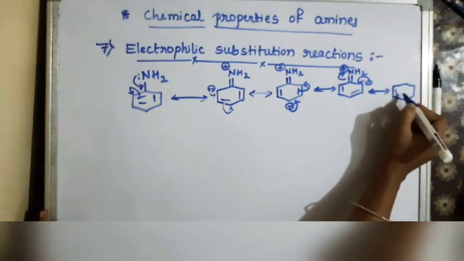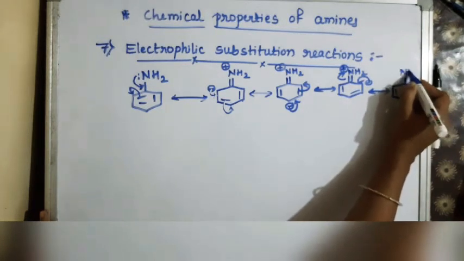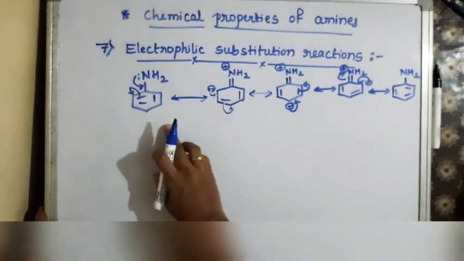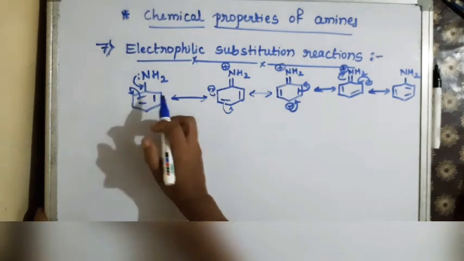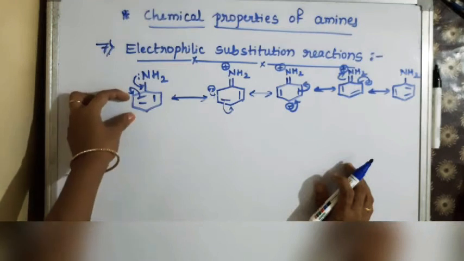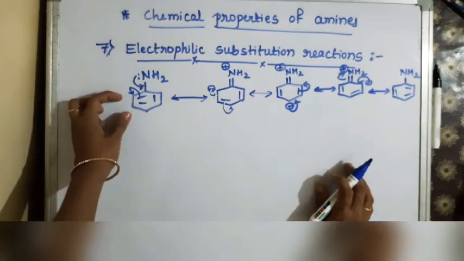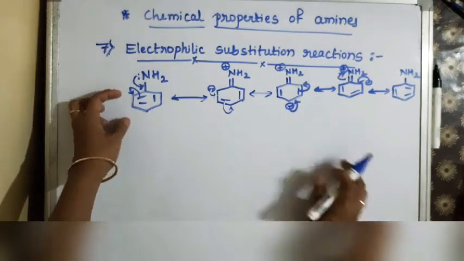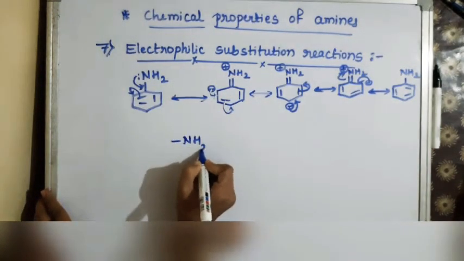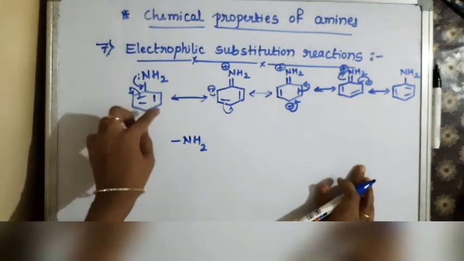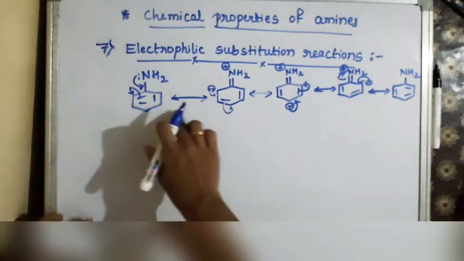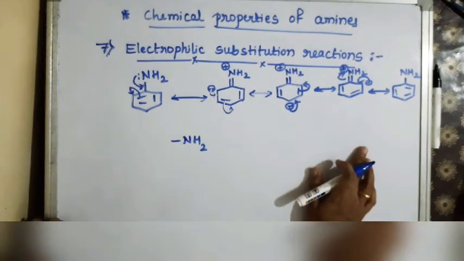A total of 5 resonating structures are there for aniline. From these resonating structures, you can observe that because of the presence of 3 pi bonds, that is 6 pi electrons, the benzene ring is an electron rich center. That's why it shows electrophilic substitution reaction. When the NH2 group is attached to the benzene ring, what happens? The electron density in the system will be varied, and that is how it is explained by the resonance structures.